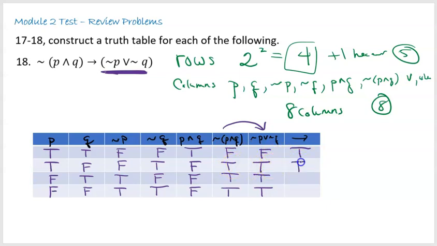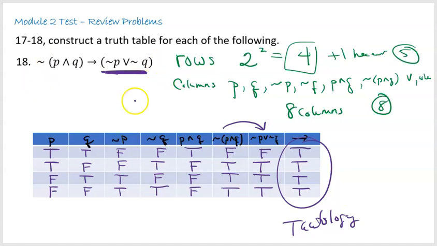True and true is true. Turns out this was a tautology. So it doesn't matter what our original statement's truth value was. No matter what, this is true. So our compound statement is true no matter what.